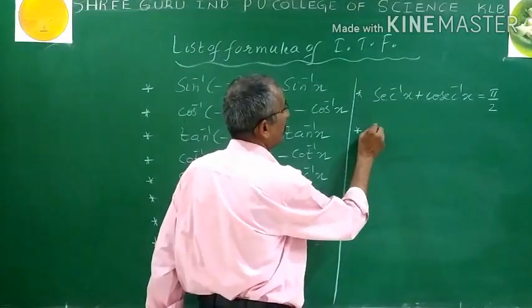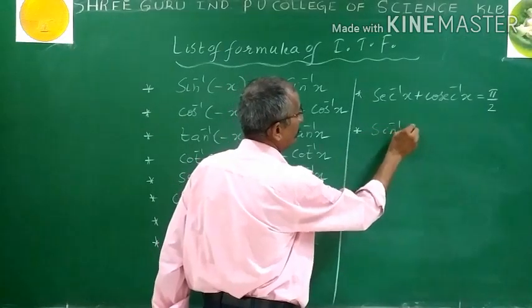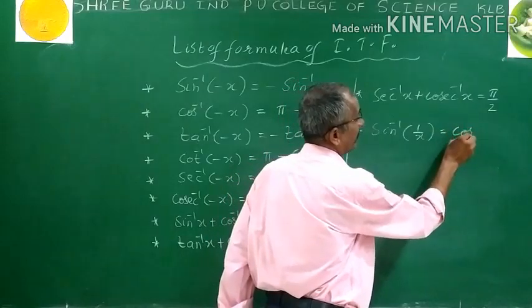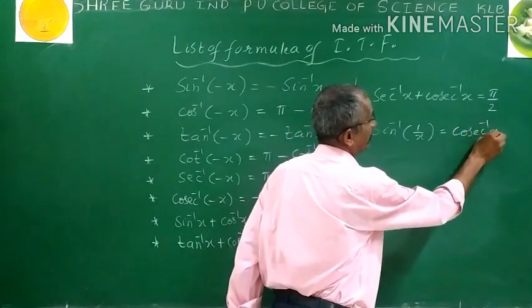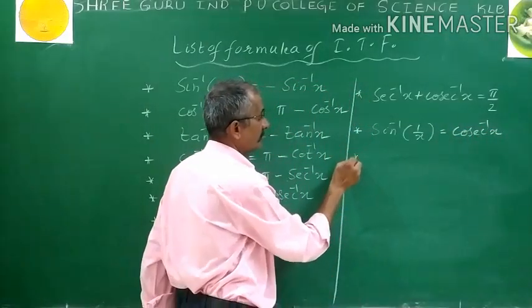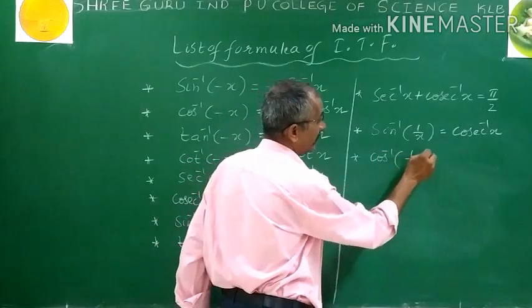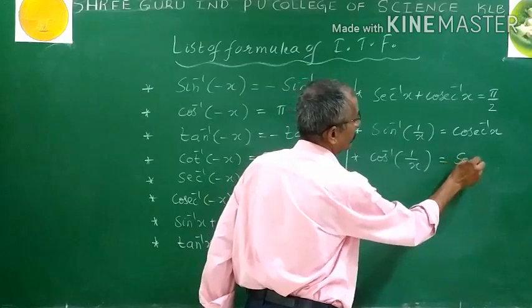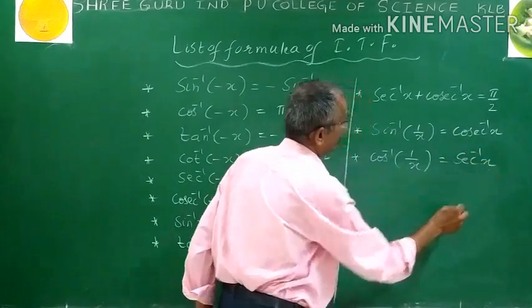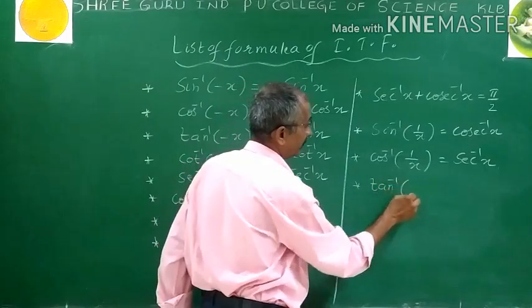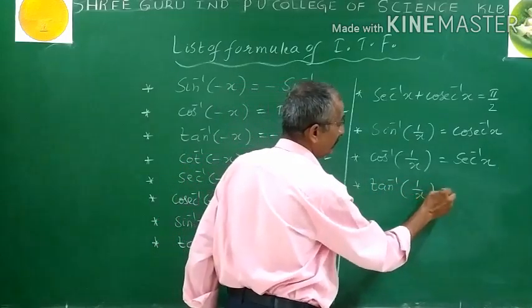Next formula. Sin inverse of 1 by x equals cosec inverse of x. Cos inverse of 1 by x equals secant inverse x. Tan inverse of 1 by x equals cot inverse of x.